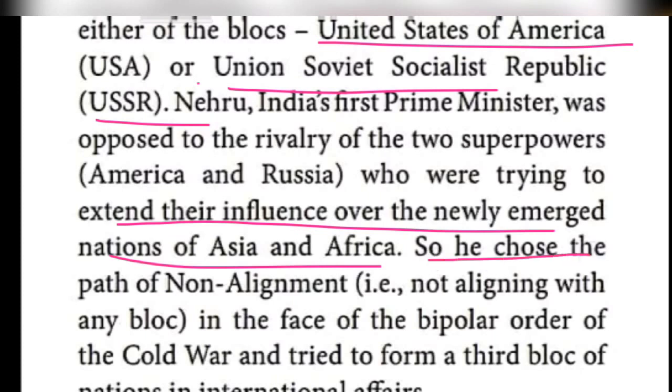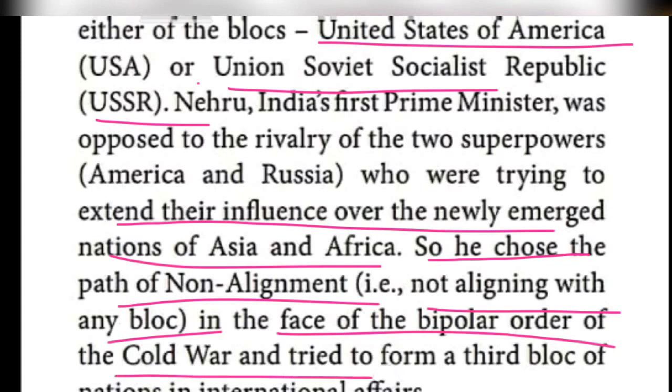So Nehru chose the path of non-alignment, that is, not aligning with any bloc in the face of the bipolar order of the Cold War, and tried to form a third bloc of nations in international affairs. He did not join any other bloc because our country had to develop itself in the economy, in society, and politically. That is why Nehru decided not to join any blocs. Yes, so that's the thing.